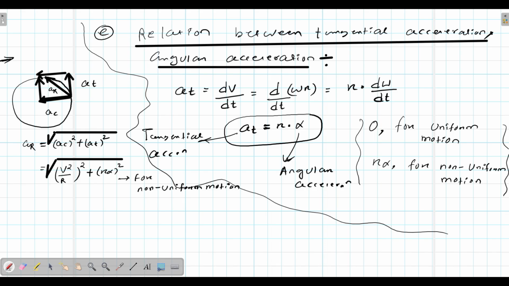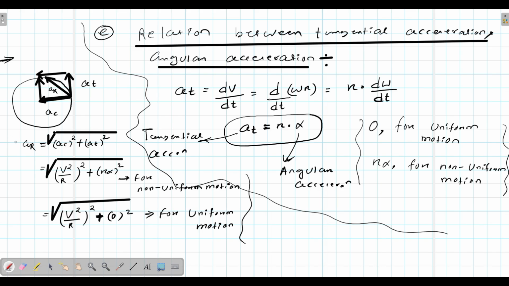So this is square root of (v square by r) whole square plus 0 square. So this is for uniform motion. That is for non-uniform motion and for uniform motion, the relation between tangential acceleration and resultant acceleration.